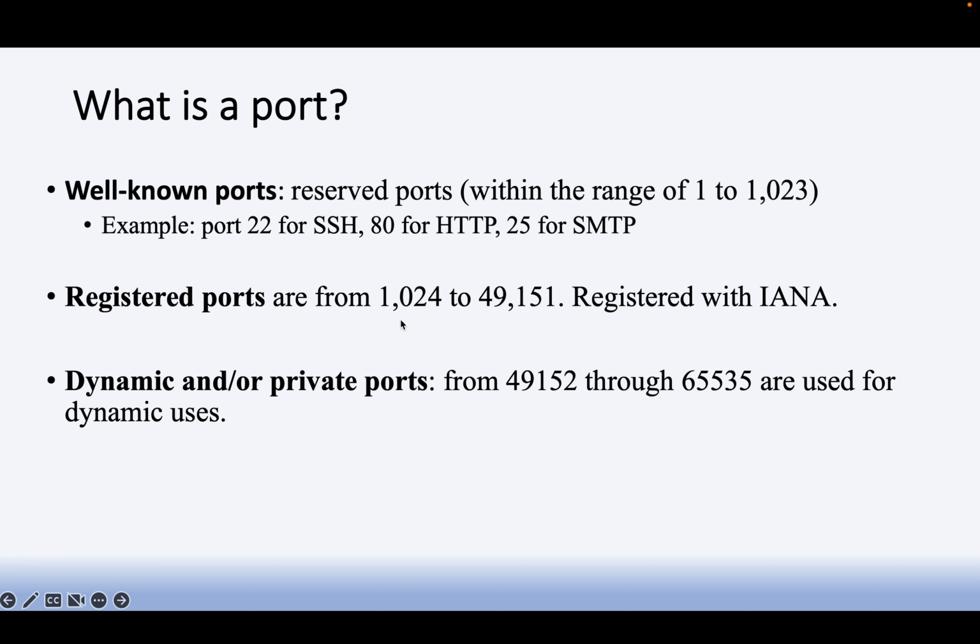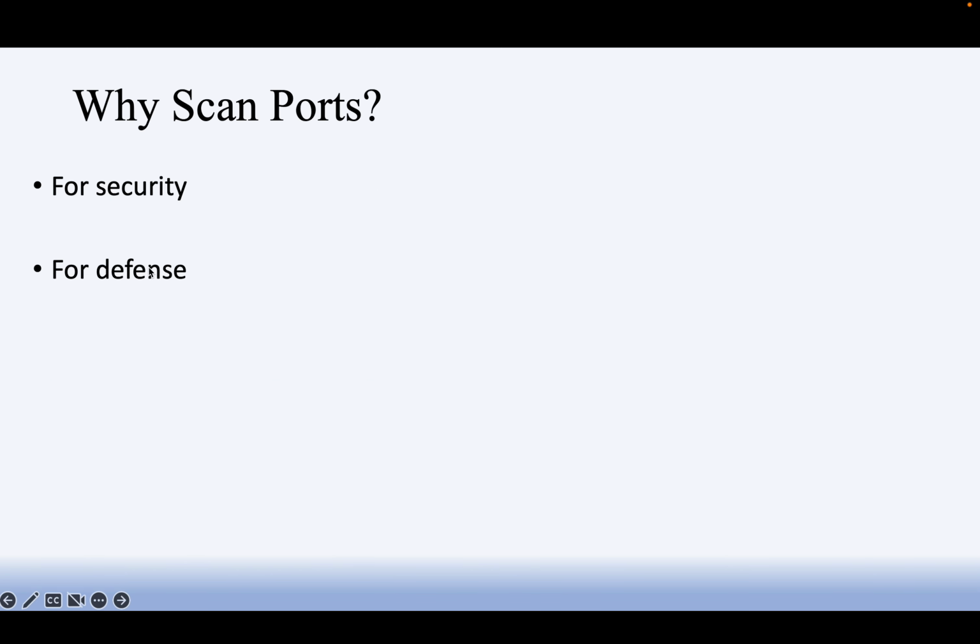Registered ports are from 1024 to 49151. They're registered with IANA. Most of these are not as commonly used as well-known ports. The key difference is that unprivileged users can bind to these ports and run services on them. And here we have dynamic or private ports from 49,152 up to 65,535.